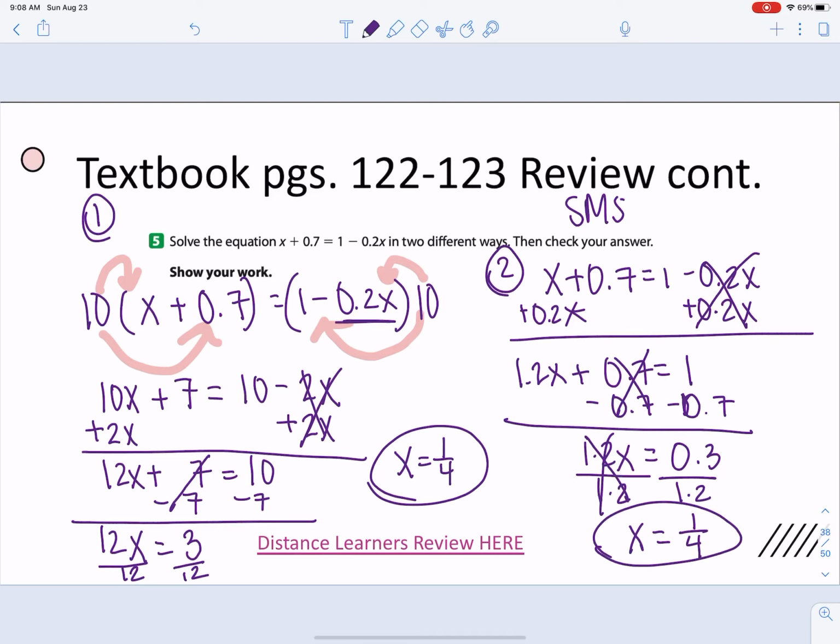So we are correct, and we've solved it 2 different ways. One way is we made everything bigger by distributing 10 to both sides, and the other way we just solved using "save my soul." So the first way was distribute, and the second way was "save my soul." And that's it for number 5.